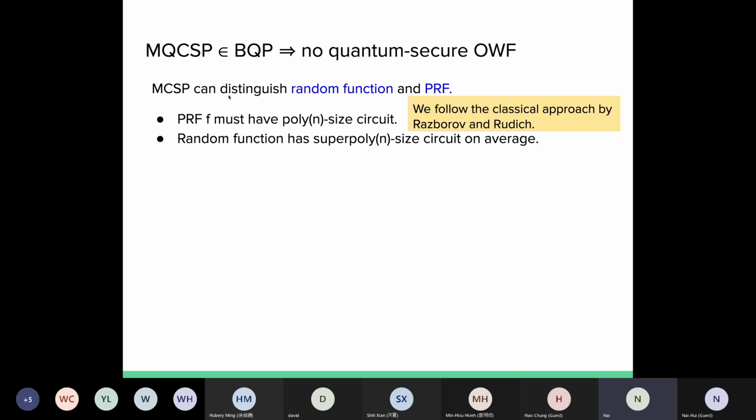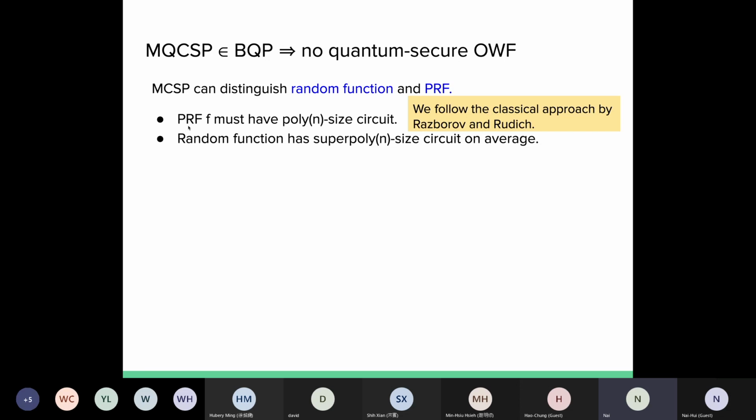So the first thing is that we prove a conditional lower bound. We show that if MQCSP is in BQP, then there is no quantum secure one-way function. This direction follows from the classical MCSP. Classically, MCSP can distinguish a random function from a pseudo-random function.